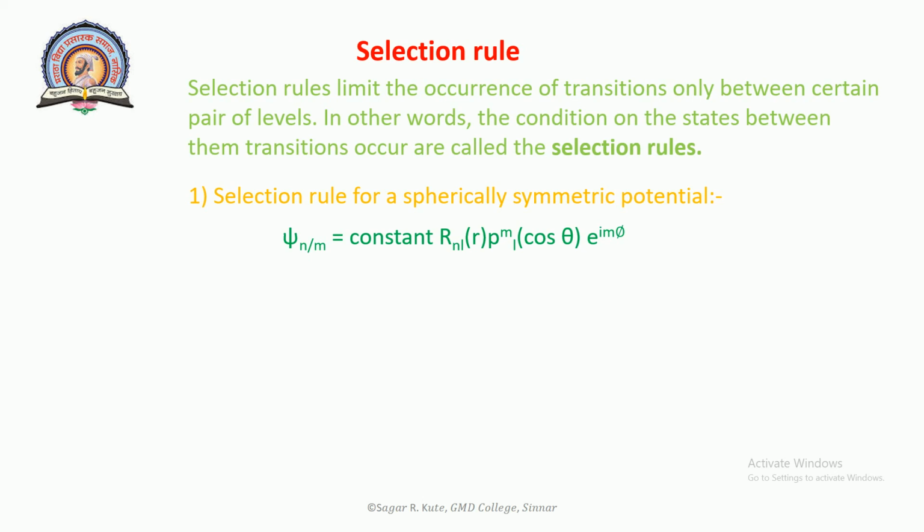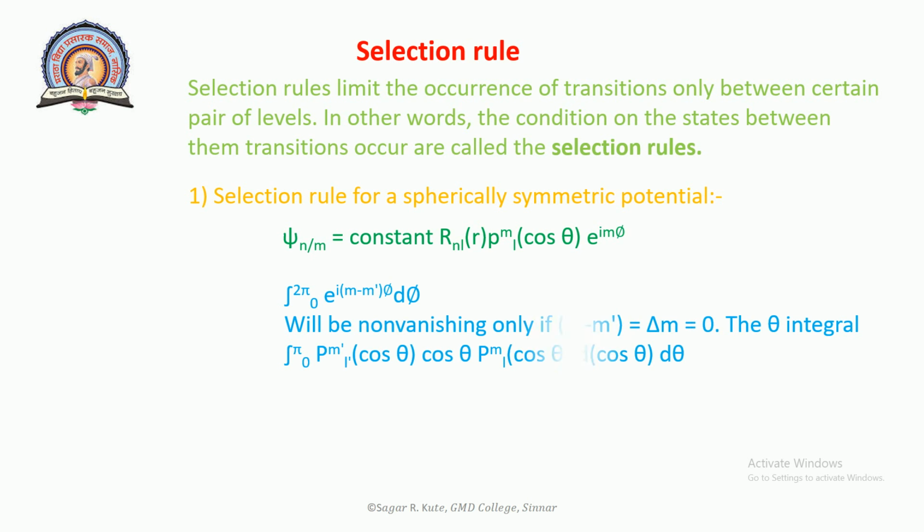The resulting integral will be one in r, theta and phi coordinates. The integral in the coordinate r will be non-vanishing whatever the value of n and l. The integral in phi, integration 0 to 2 pi of e raised to i(m minus m dash) phi d phi, will be non-vanishing only if m dash minus m, that is delta m, is equal to 0. The theta integral, integration 0 to pi of P_l'^m'(cos theta) cos theta P_l^m(cos theta) d(cos theta), is finite only if l dash minus l, that is delta l, is equal to plus minus 1.